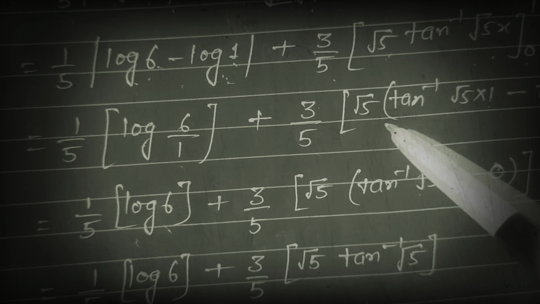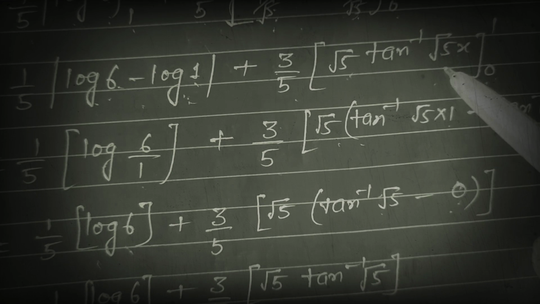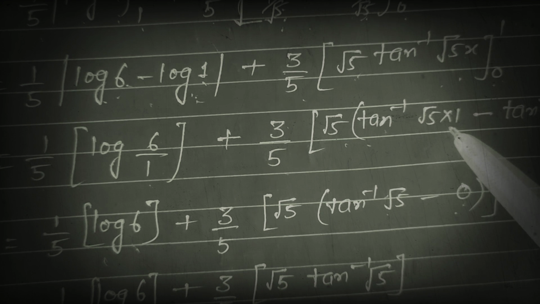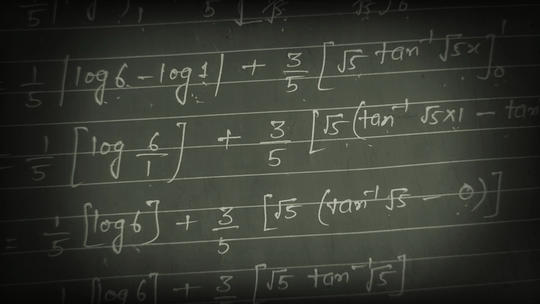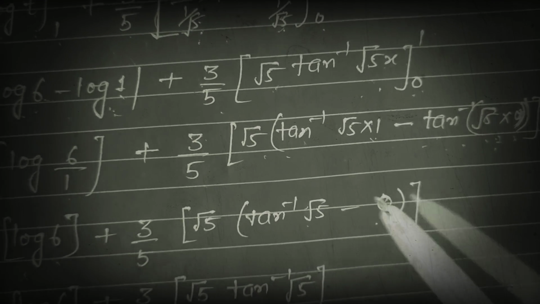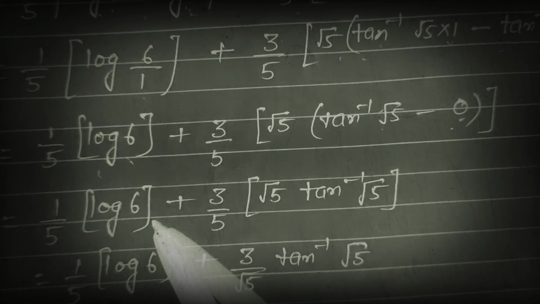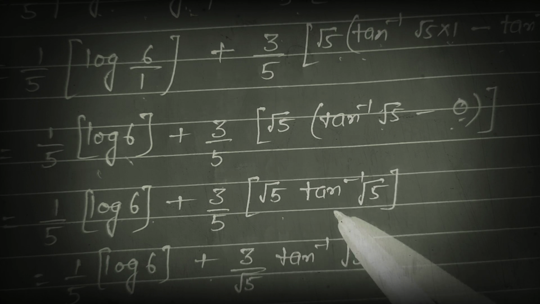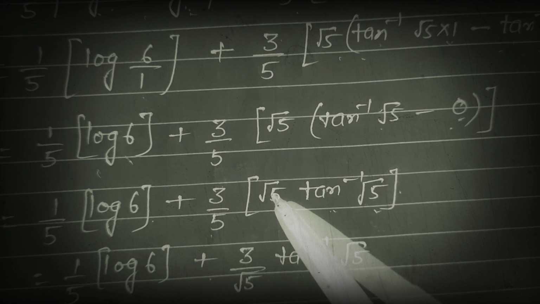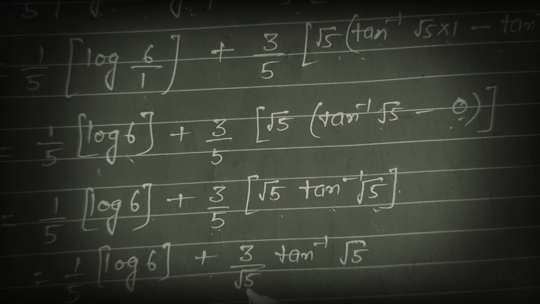3 by 5 tangent inverse, firstly we will put upper limit then minus of lower limit. So it is tangent inverse root 5 minus tangent inverse root 5 into 0, it is 0. So tangent inverse 0 is 0. So answer is 1 by 5 log 6 plus 3 by 5 into root 5 tangent inverse root 5. And it is root 5, it is 5. So we can write it is root 5.